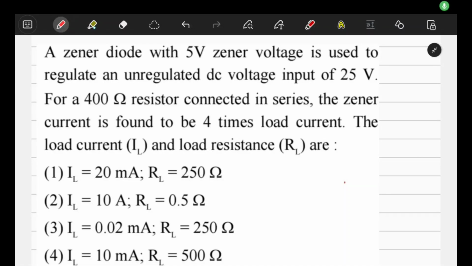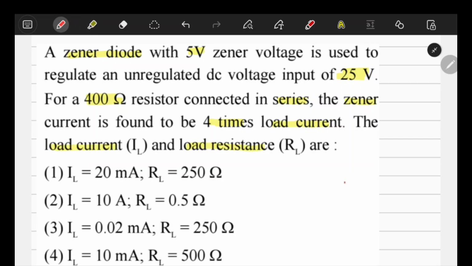The question is talking about a Zener diode with 5 volt Zener voltage. It is used to regulate an unregulated DC voltage input of 25 volt. A 400 ohm resistor is connected in series. The Zener current is found to be 4 times the load current. So the question is asking the value of the load current and the load resistance.